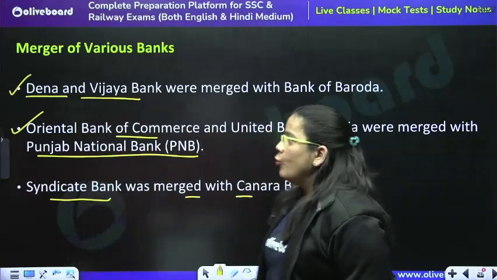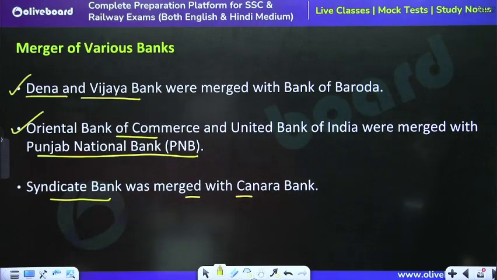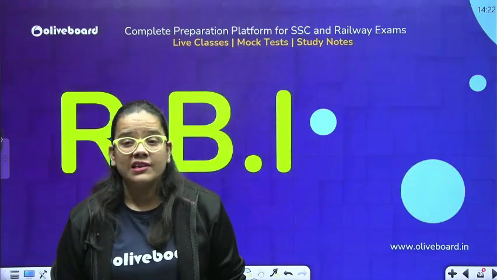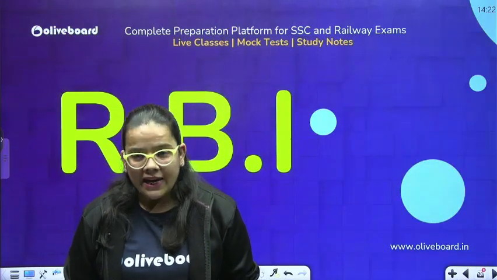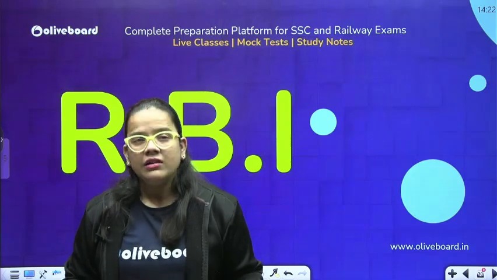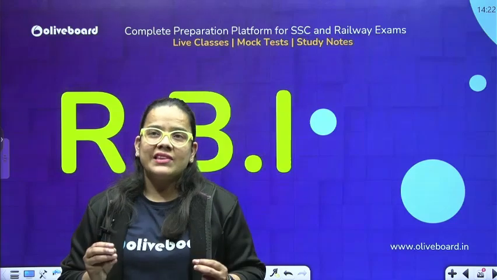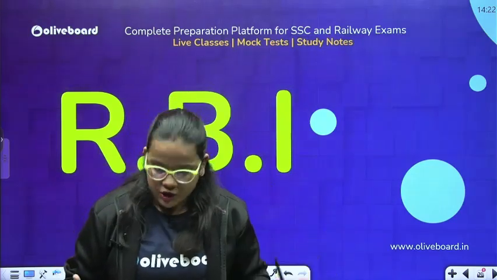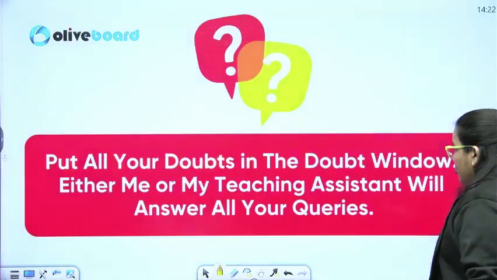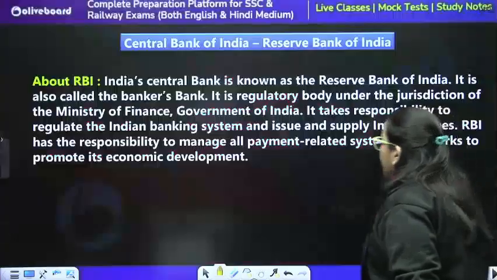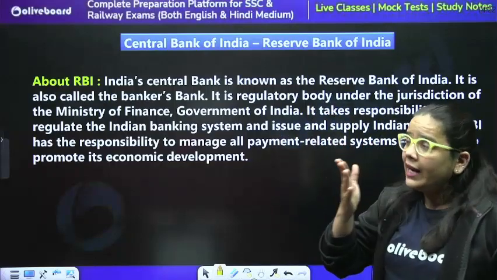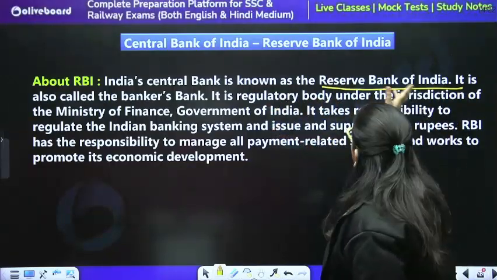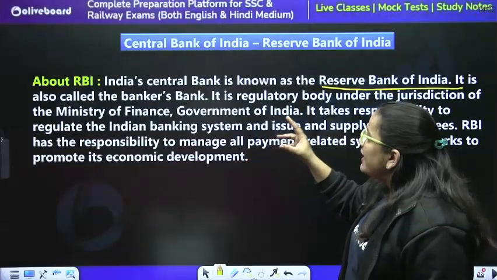Basically, now we have the next very huge topic, and the topic name is RBI, or we can call it the Reserve Bank of India. In India, RBI is considered the controlling, main central bank of India, because for this point of view, this particular bank was established. Now, let's discuss the history, how it was established. See, about RBI, basically, India's central bank is known as the Reserve Bank of India, or the RBI, and it is also called the Bankers' Bank.